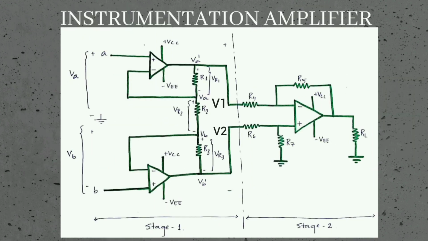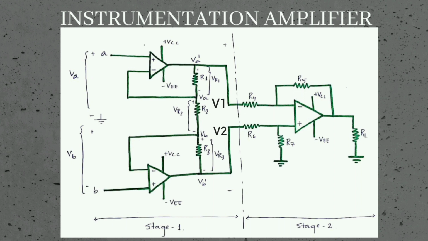Now coming to the instrumentation amplifier. An instrumentation amplifier is used to amplify very low level signals by rejecting noise and interference signals. Now have a look at the circuit. Observe carefully, it has two stages, stage 1 and stage 2.